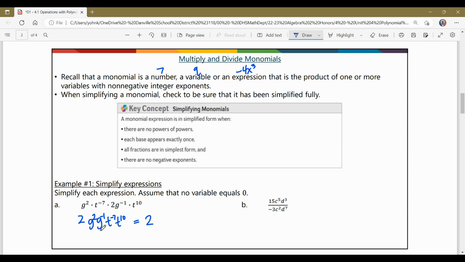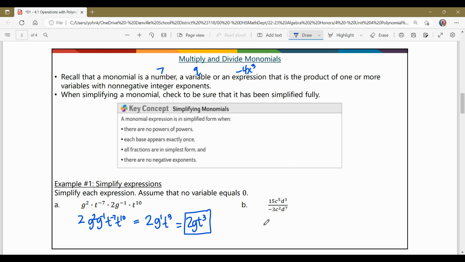And then in terms of my g's, because I am multiplying two powers together, I add the exponents, and this gives me g to the first. And then the t's, I do the same thing. Since I have t to the negative 7 times t to the 10th, I add them together and get t to the third. Now I don't have to have that 1 there, so if I just want to say 2gt cubed, that's perfectly acceptable.